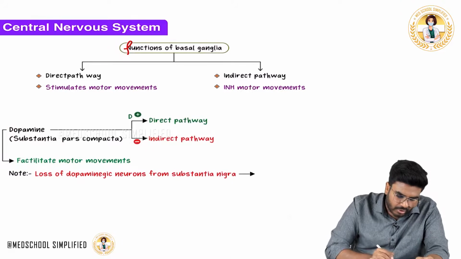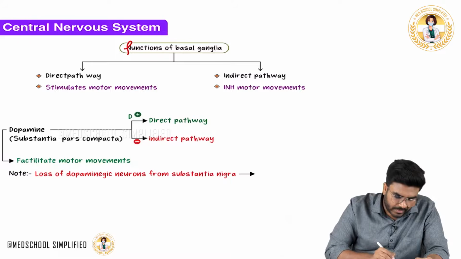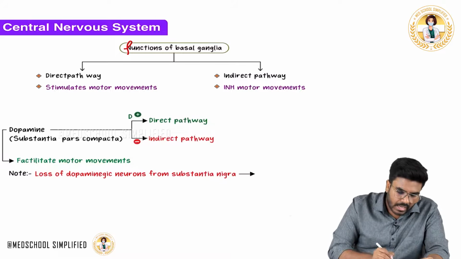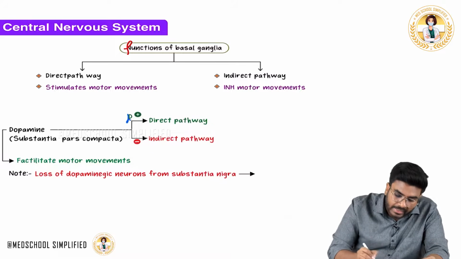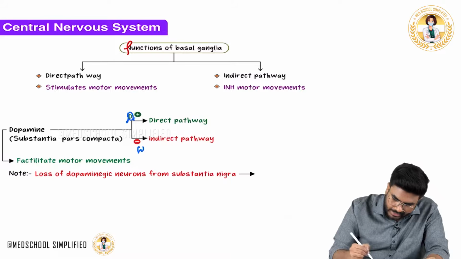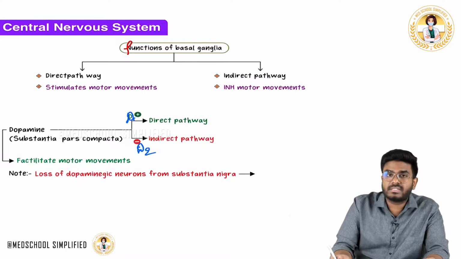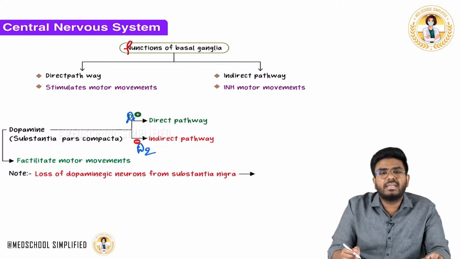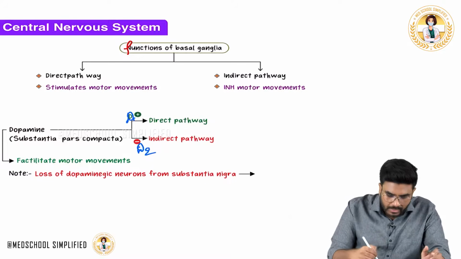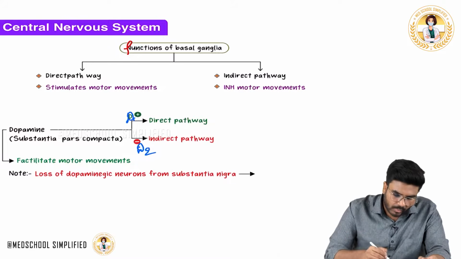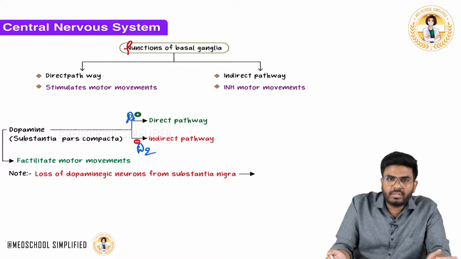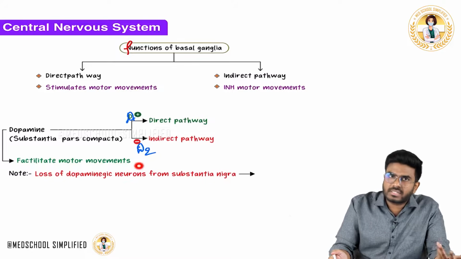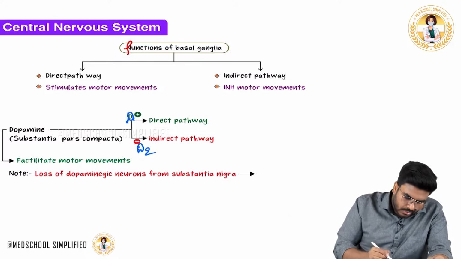Now, we have seen dopamine is coming from where? Dopamine is coming from the substantia nigra pars compacta. Now, what will this dopamine do? It will stimulate the direct pathway by acting on D1 receptors. By acting on D2 receptors, it inhibits the indirect pathway. But at the end of the day, one point I want you to know is that dopamine stimulates the direct pathway. If the direct pathway is getting stimulated, movements are stimulated. So dopamine will facilitate the motor movements.